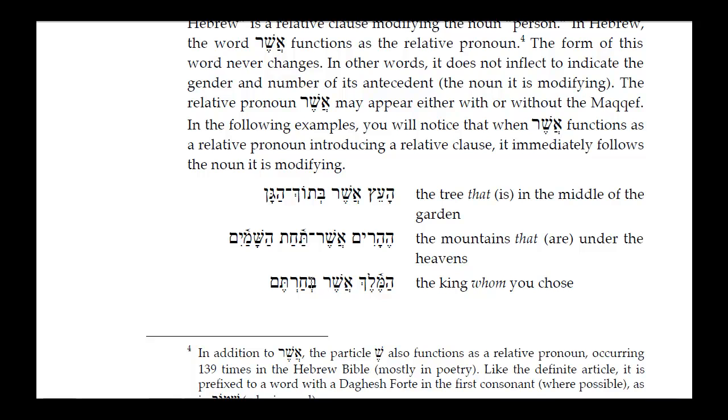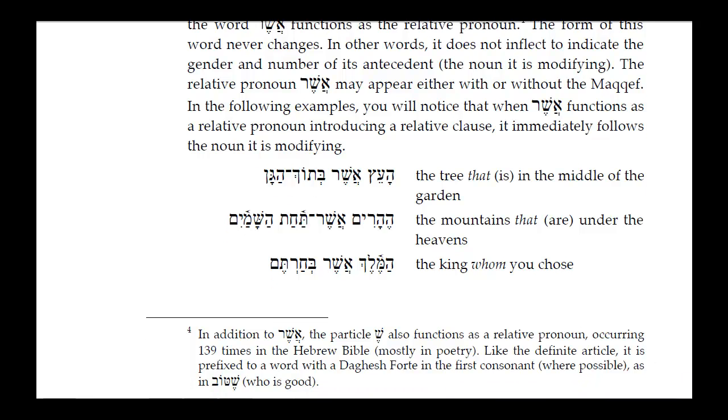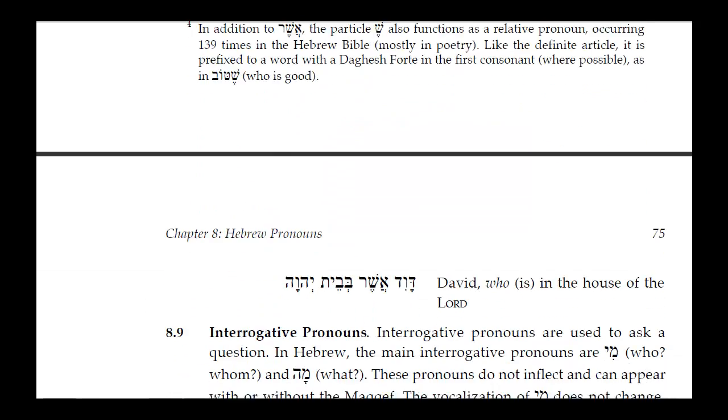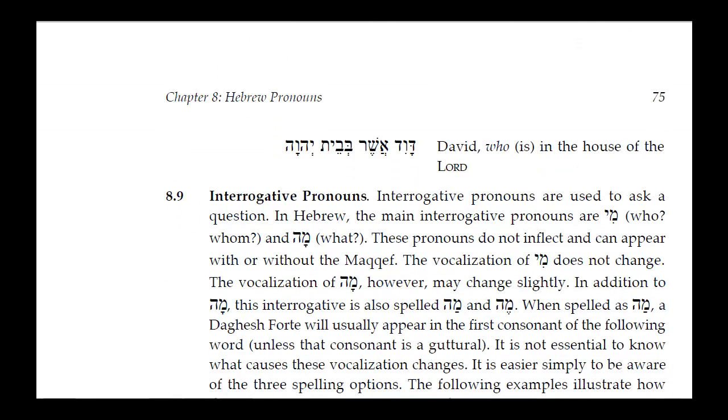Hamelech asher bechartim. The king whom you chose. Of course, you don't know what this is. This is a verb here, but this means whom you chose. So the king whom you chose. The asher is a relative pronoun connecting the noun here with this verb, whom you chose. Okay, so let's go a couple more examples here of a relative pronoun.